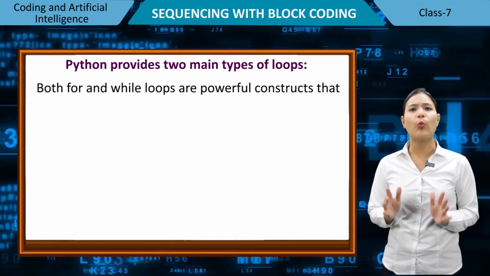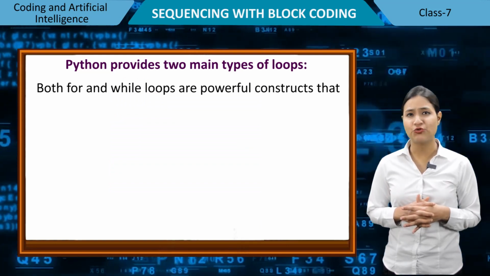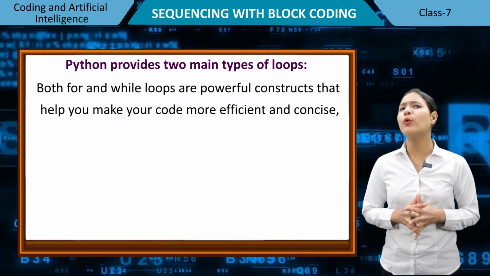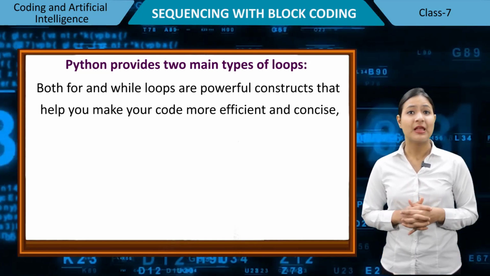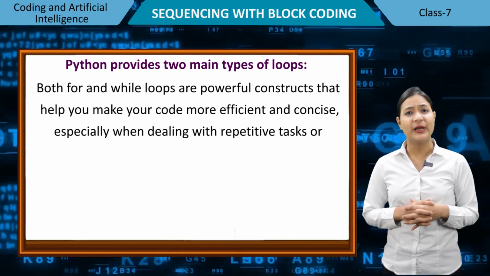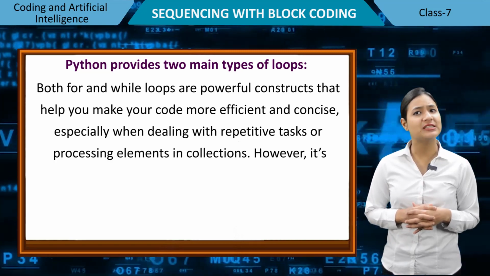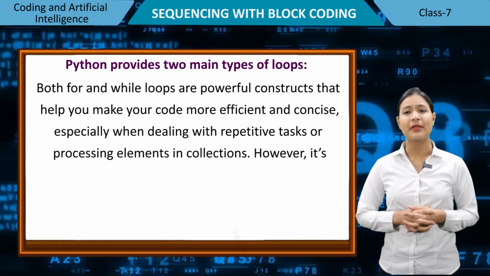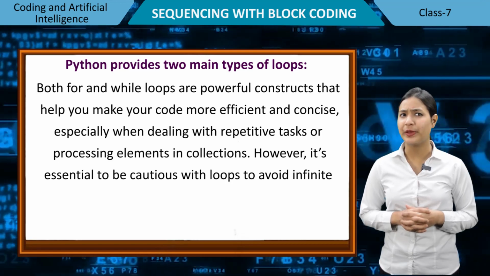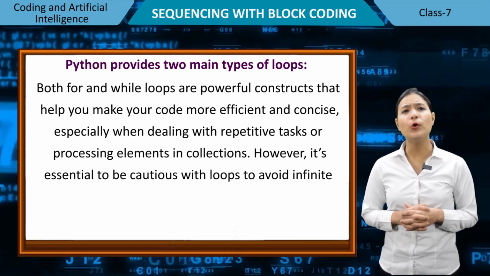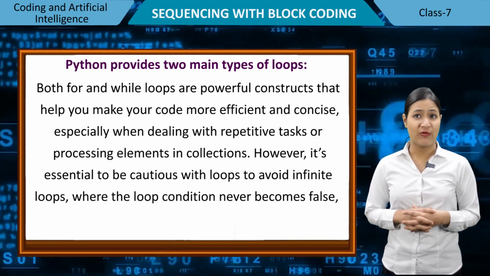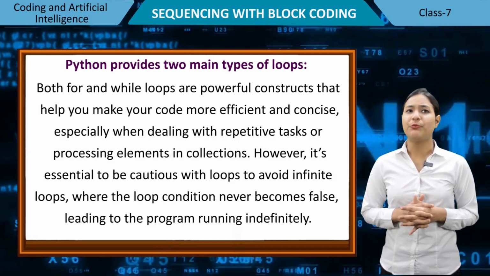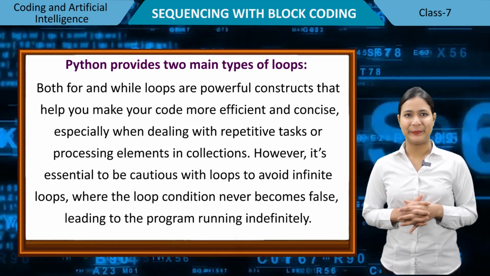Both for and while loops are powerful constructs that help you make your code more efficient and concise, especially when dealing with repetitive tasks or processing elements in collections. However, it's essential to be cautious with loops to avoid infinite loops, where the loop condition never becomes false, leading to the program running indefinitely.